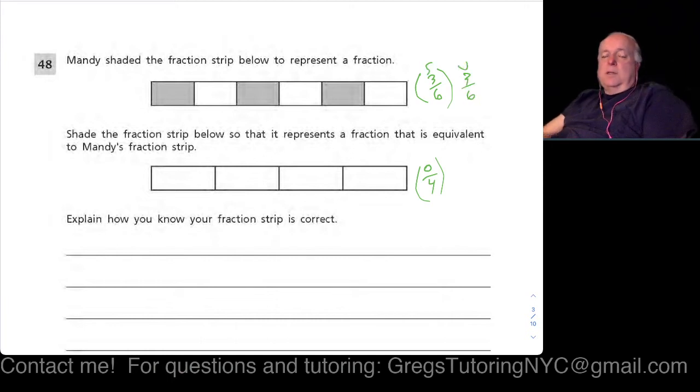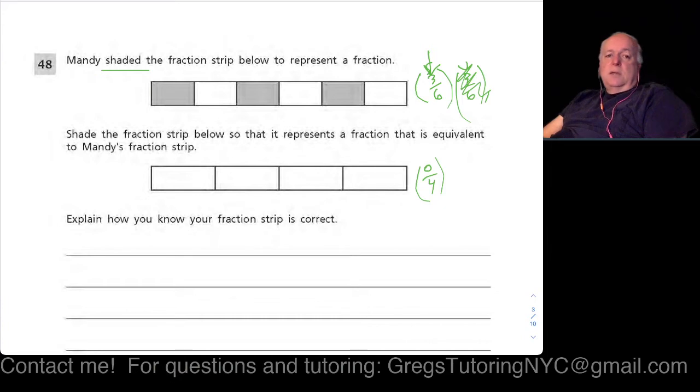We don't know where they want to go with that. So let's go back to the words because we don't know. Mandy shaded the fraction strip to represent the fraction. So there you go. We don't know which fraction she's representing, either the shaded ones or the unshaded ones. Okay? But it says shaded. So it's the shaded one. So 3/6 of that is right. We also believe they're equal parts.